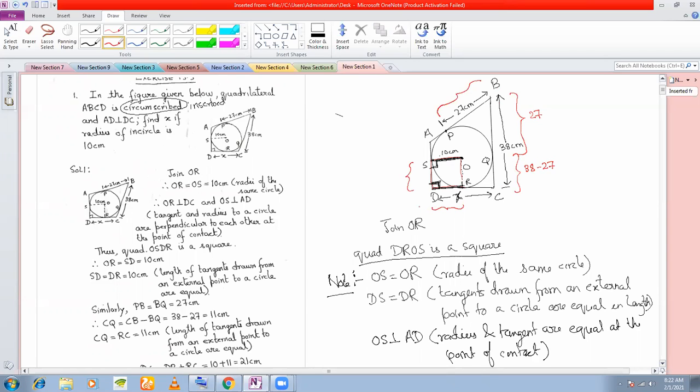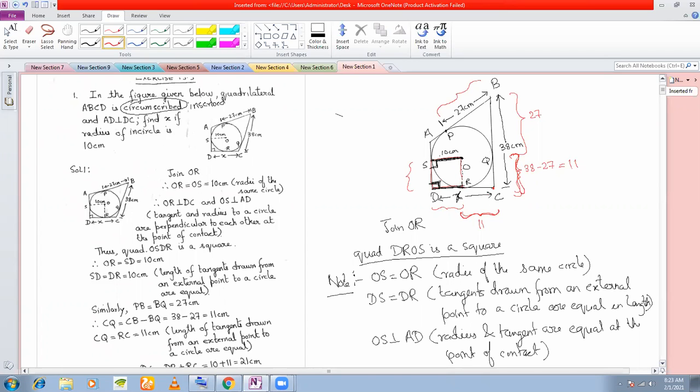Fine. So if this length is 38 minus 27, how much is this? 11. So if we have got this length as 11, then what is this length? This length is also 11, right? Because they are also tangents. This length QC and RC, they are tangents drawn from the external point C, and therefore they must be equal.